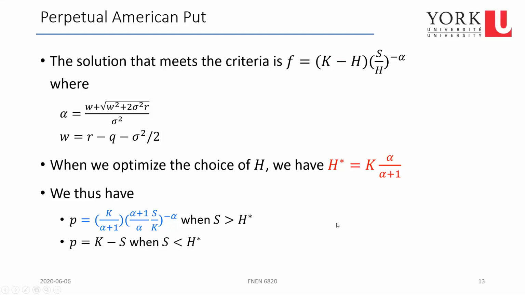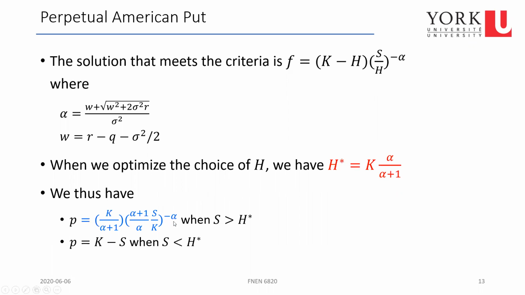Now, we obviously also need to find the optimal level of H. Essentially, we go through the same approach. You should go through that exercise to determine this optimal level of H. We're just going to show that if you have done that, you would have seen that the optimal level H is equal to K times alpha divided by alpha plus 1. And you can plug this in, and you will get this put equation, which is equal to this.